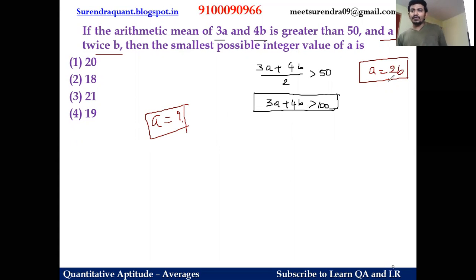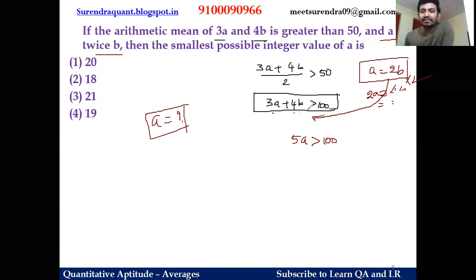So friends, if 2b is a, what is 4b? This is 2a, right? So we are multiplying this with 2. So can I replace 4b with 2a in this expression? Yes. So 3a plus 2a, 5a. So 5a is greater than 100. How did I get 5a? I am replacing 4b with 2a. So 3a plus 2a, 5a.